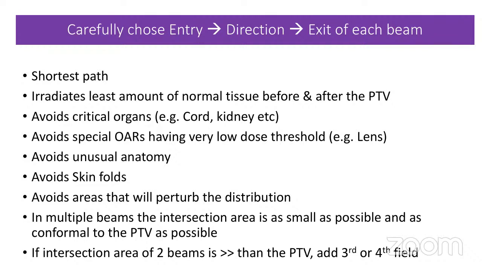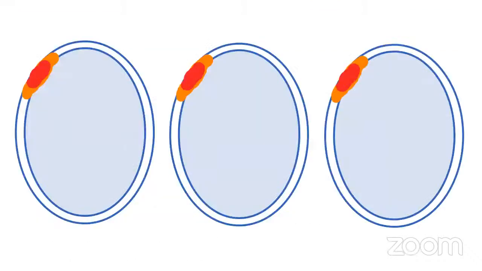So sometimes you may use more beams, like a third or fourth beam. If the intersection area of two beams is much more than the PTV, then you add the third field or the fourth field, and of course you also shape the fields. So I'm just showing some examples. Now we will come to the real crux of planning.